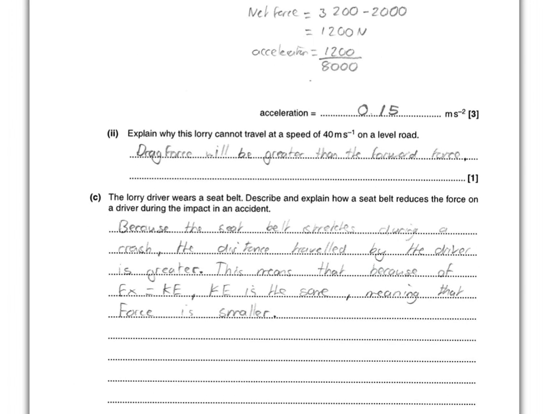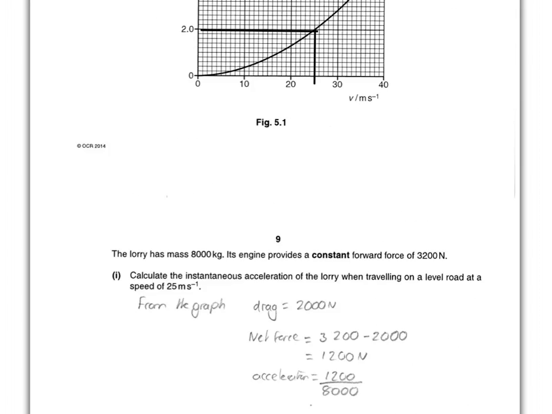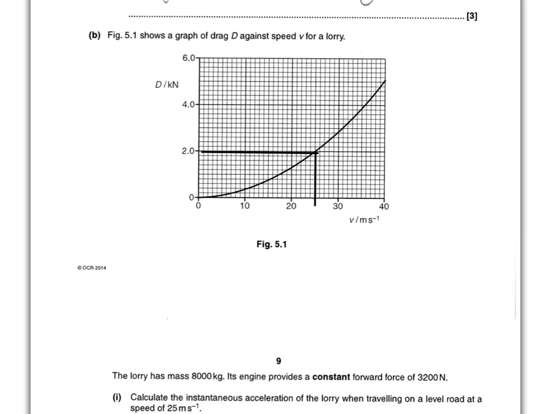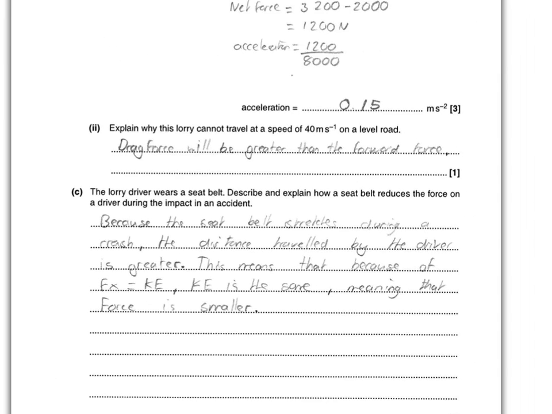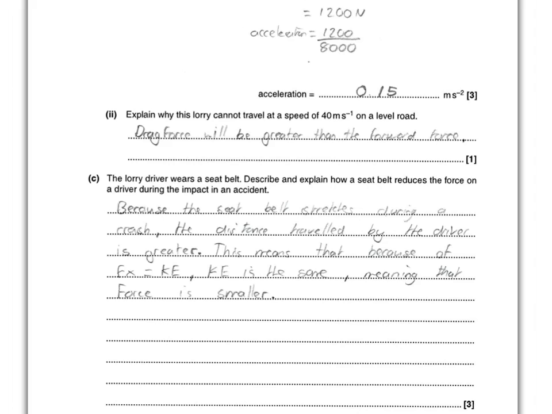For the next question, you have to again look at the graph and see that at 40 meters per second the drag force is a lot higher. This means that the drag force will be greater than the forward force, so the lorry cannot travel at a speed of 40 meters per second.